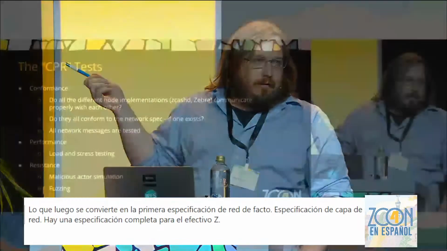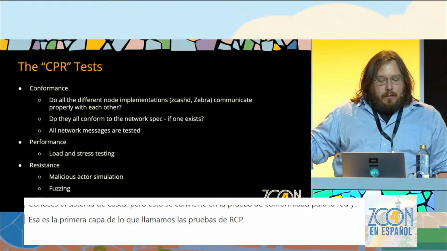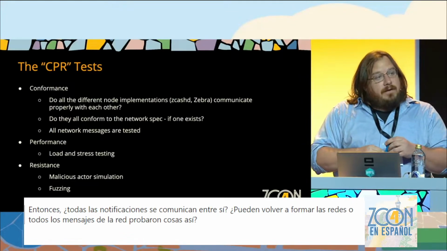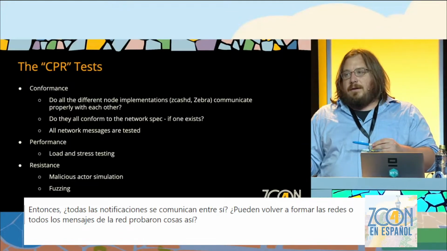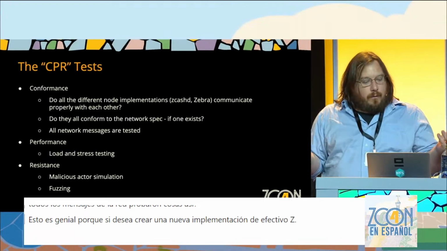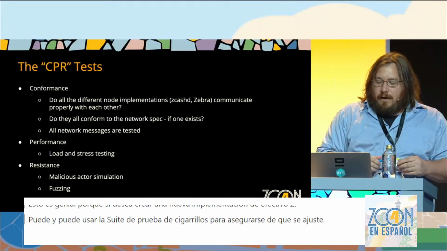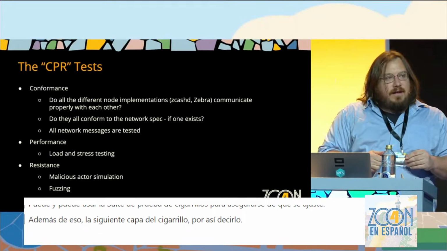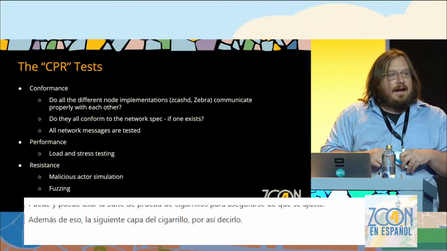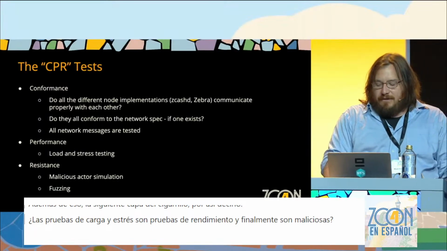That's the first layer of what we call the CPR tests. Do all the node implementations talk to each other? Do they conform to the network spec? Are all the network messages tested? This is cool because if you want to create a new Zcash implementation, you can use the Ziggurat test suite to make sure that it conforms. On top of that, the next layer of the Ziggurat is load and stress testing, performance testing, and then finally malicious actor simulation and the almighty fuzzing, which is where we find a ton of interesting stuff.